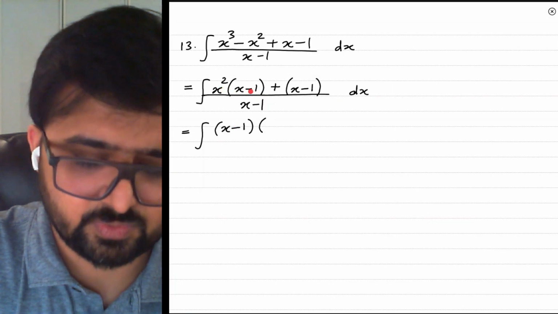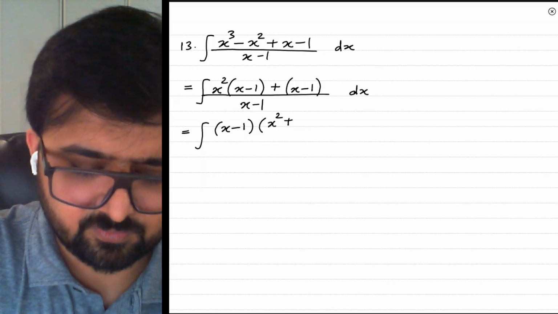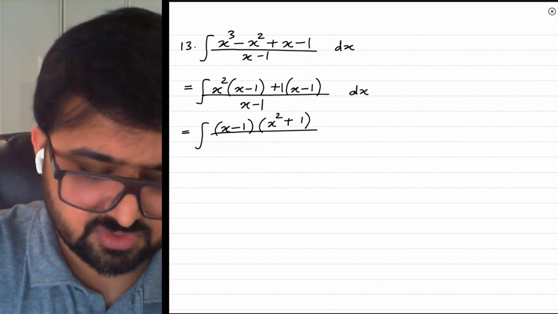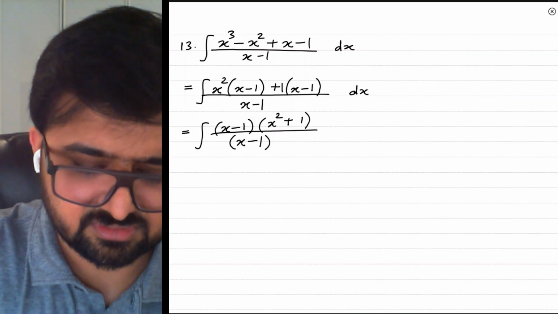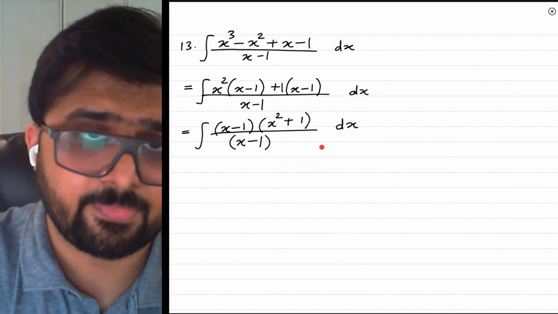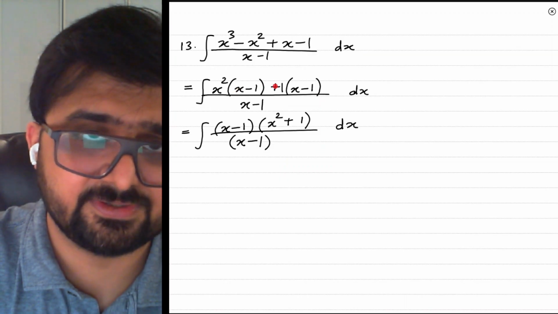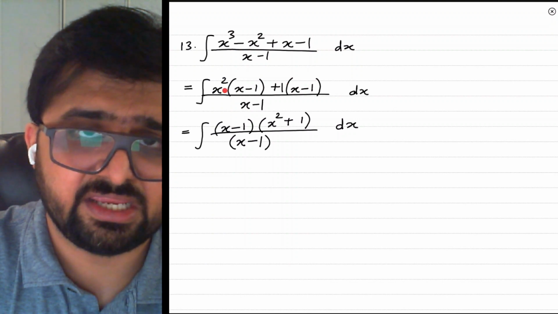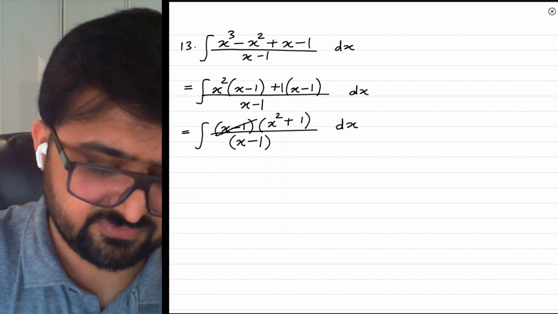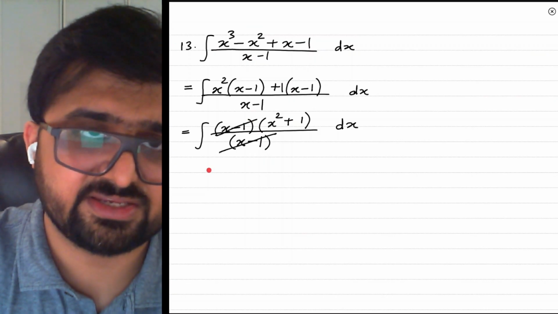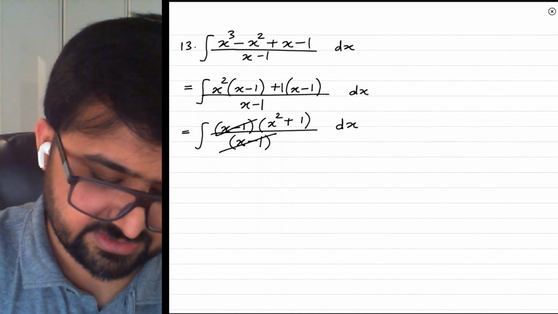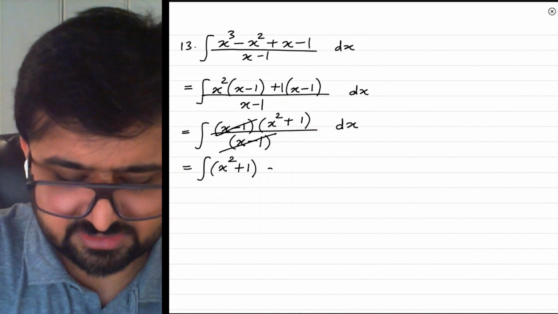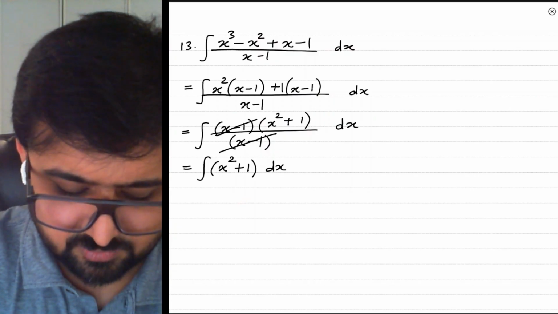So you are left with integral of x minus 1 common, you are left with x squared plus the term 1 here. Okay, so x squared plus 1 over x minus 1 dx. I hope that makes sense. You take x minus 1 common from those two terms. Now, if you notice, x minus 1 and x minus 1 will get cancelled, and you are left with integral of x squared plus 1 dx.